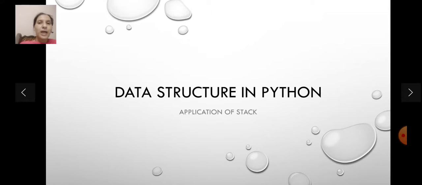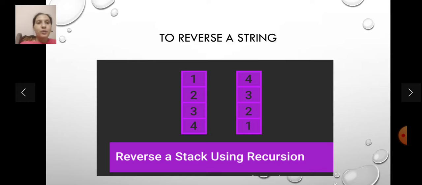As we know, stack is a linear data structure based on the concept of last in, first out. The first application of stack is to reverse a string or to reverse a sequence, and we can reverse a stack by using recursion. Recursion is a function which calls itself again and again.